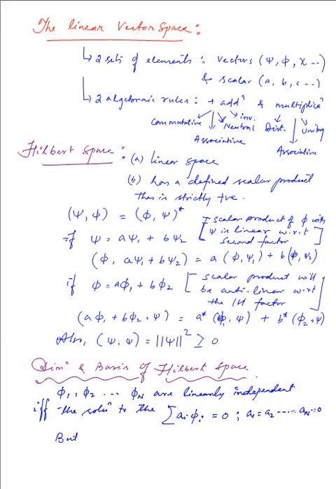But if phi n is expressed as a linear combination of the given vectors, that is, of the form sum of a_i phi_i, with i taken from 1 through to n minus 1, then if that is the case, the set is going to be linearly dependent.